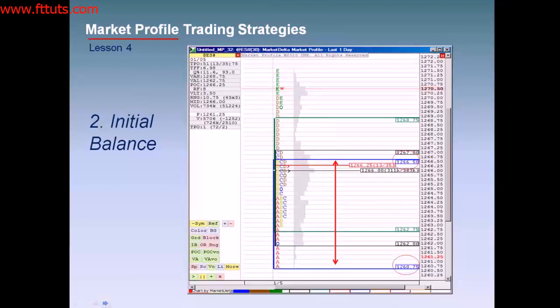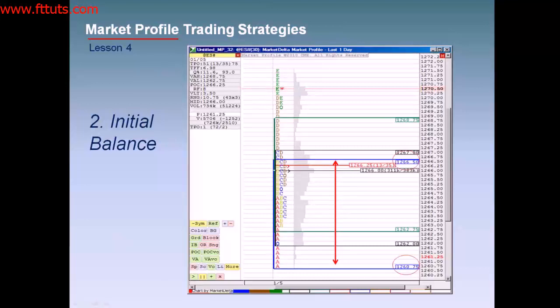Now, the second item that you need to be able to identify immediately from the chart is the initial balance. This is a very important element of the market profile, and we will spend a lot of time today talking about this. The initial balance is, again, the first two periods of the profile, the letters A and B. A nice thing that the market delta does for us is it actually draws reference lines to help us identify these key elements on the chart. I always like to use the same colors on every chart for these various elements because it helps me to identify them easily.